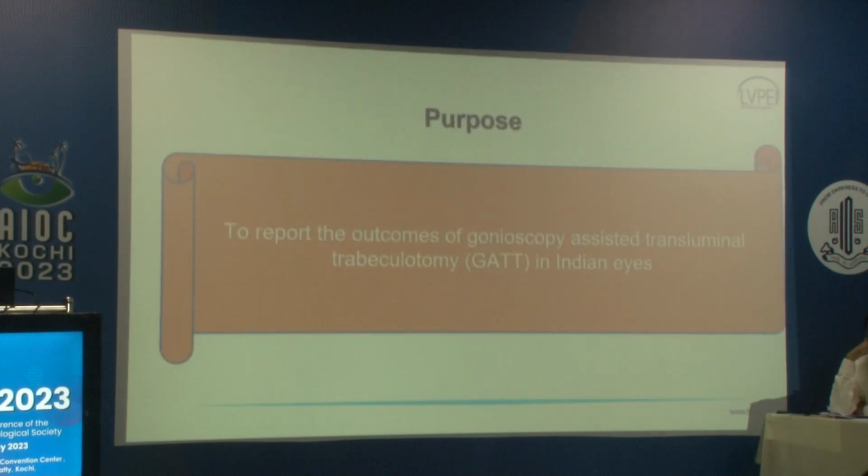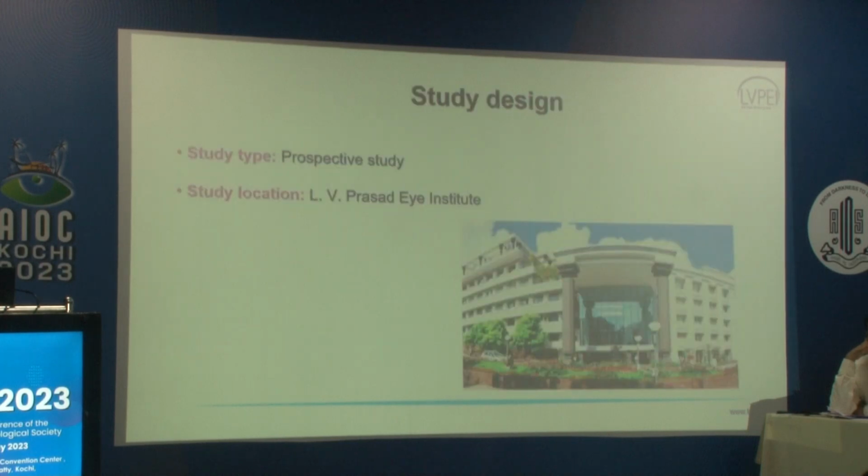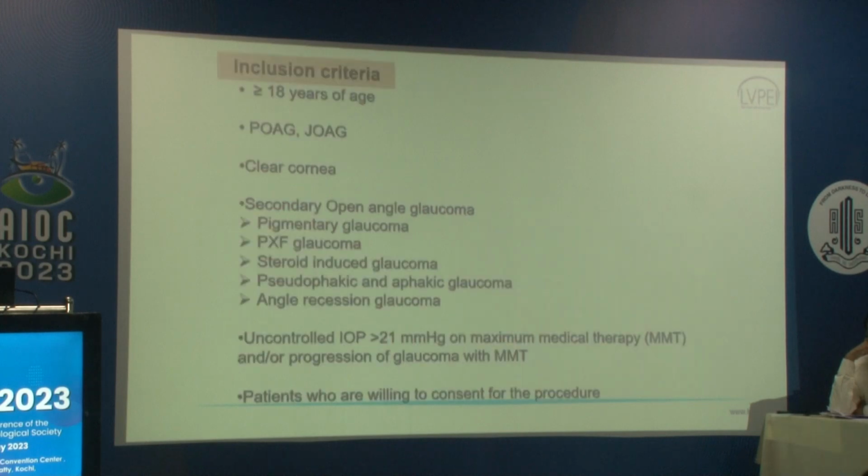So the purpose of our study is to report the outcomes of GAT in Indian eyes. It's a prospective study which was conducted at LV Prasad Eye Institute, and the inclusion criteria as seen from here were patients who are more than 18 years who have either POAG, JOAG, clear cornea, or any of these secondary open angle glaucomas, and those who had uncontrolled IOP of more than 21 mmHg on maximum medical therapy, and who had progression with this MMT, and patients who were willing to consent for the procedure.